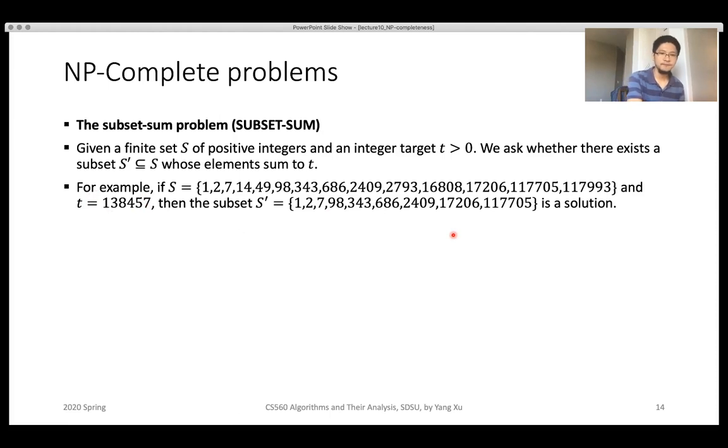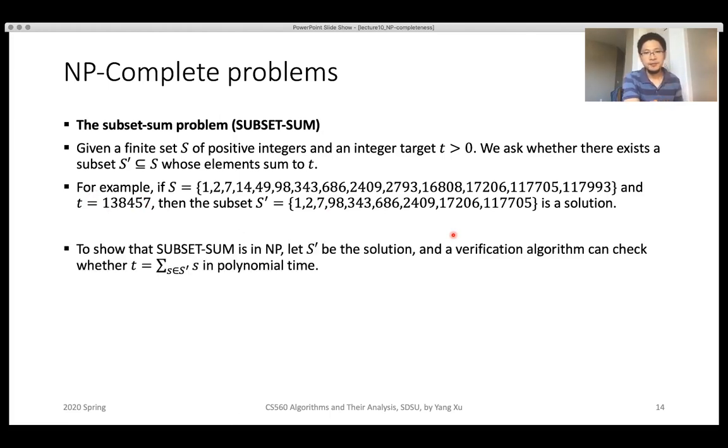is a solution. We can show that it's quite easy to verify whether a solution is correct or not. Let S prime be the solution, and simply a verification algorithm will sum up all the elements in that candidate solution, and will directly know whether this is correct or not. But in order to solve it, this is quite difficult, because we basically need to go over a lot of possible combinations of the set, right? Which means that it's very unlikely to have a polynomial time solution.